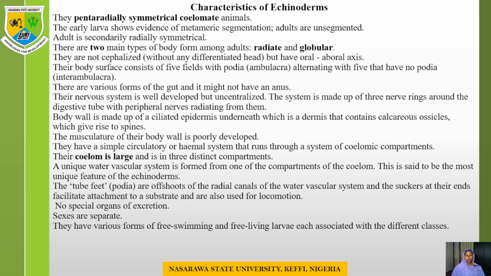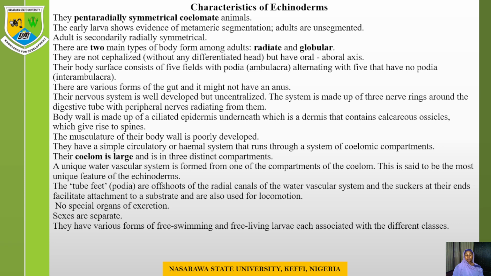They are not cephalized, without any differentiated head, but have oral and aboral axes. Their body surface consists of 5 shields with podia, alternating with 5 that have no podia. There are various forms of the guts and it might not have an anus. Their nervous system is well developed but uncentralized. The system is made up of 3 nerve rings around the digestive tube with peripheral nerves radiating from them.